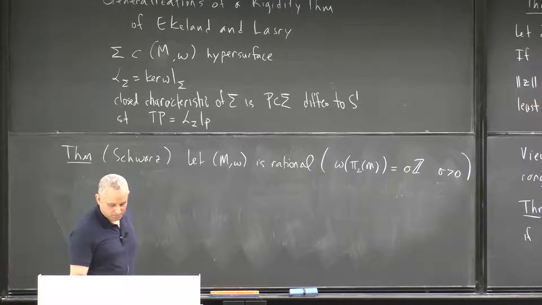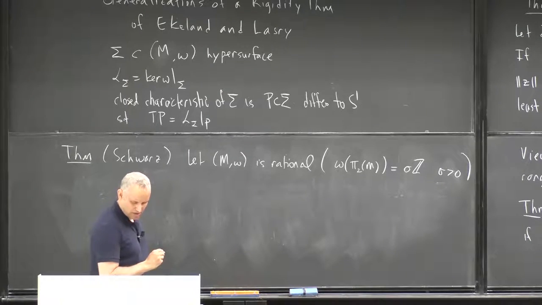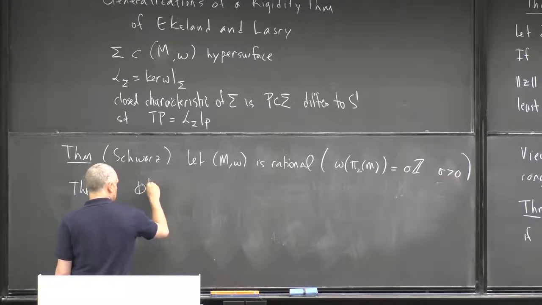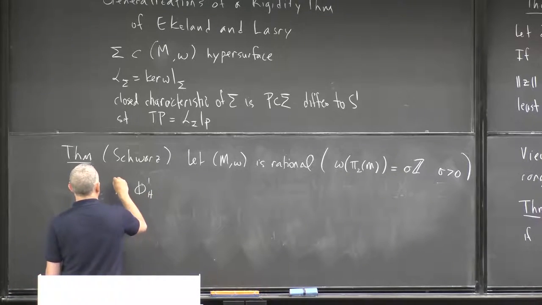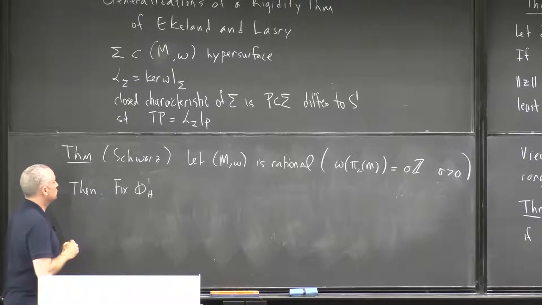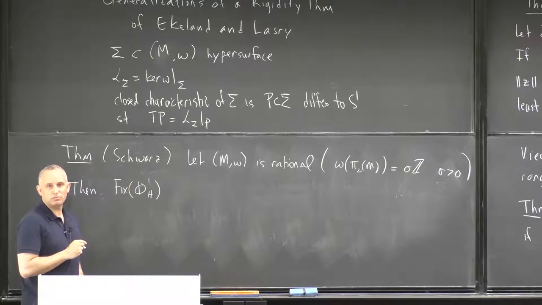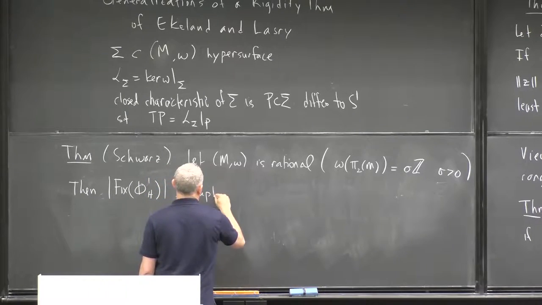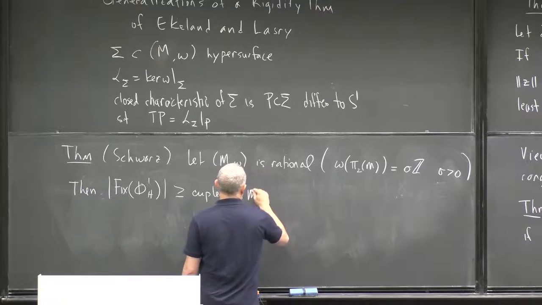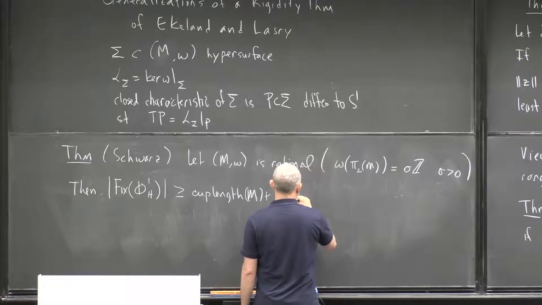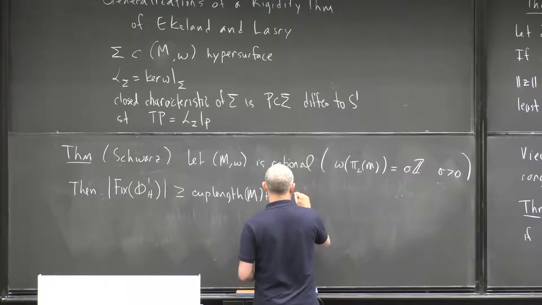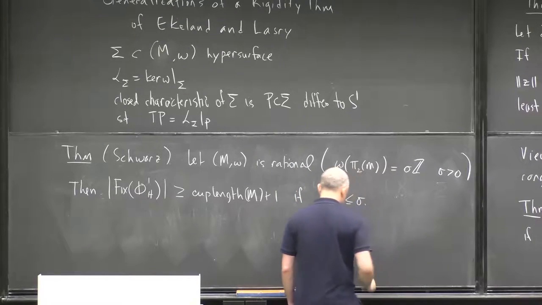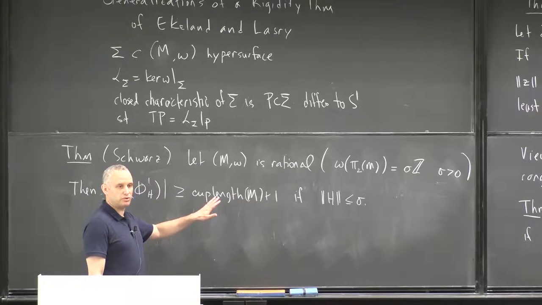Okay. Then Schwarz tells us that if you look at a Hamiltonian diffeomorphism and try to bound from below the minimum number of fixed points, this is greater than or equal to the cup length of M plus 1, if, again, the Hofer norm of H in this case is less than or equal to sigma. Okay, so again, we get a bounded range.